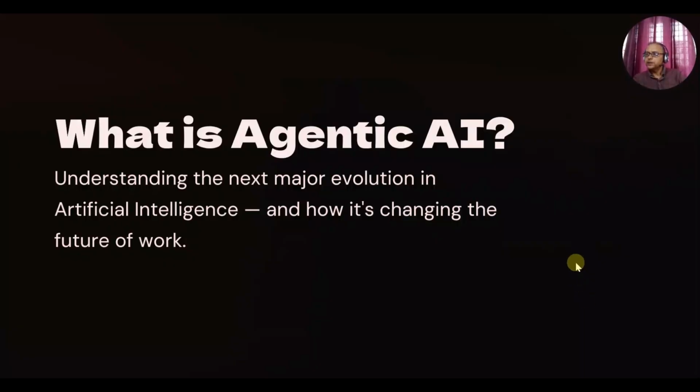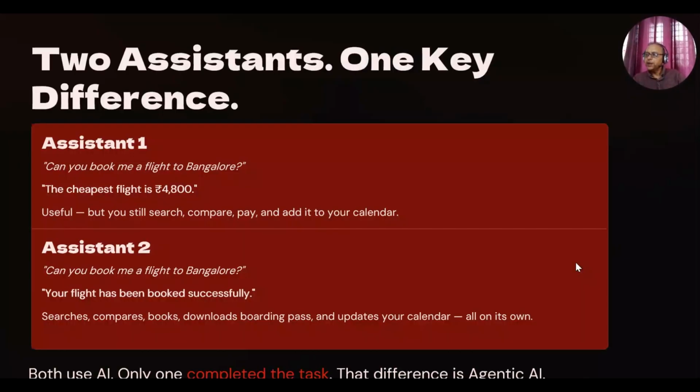Imagine two assistants. You ask the first assistant, "Can you book me a flight to Bangalore for tomorrow?" The assistant searches the internet and replies, the cheapest flight is 4,800 rupees. So this information is useful, but your work isn't finished. You still have to open the airline website, compare flights, enter passenger details, make the payments, download the ticket, and add the journey to your calendar.